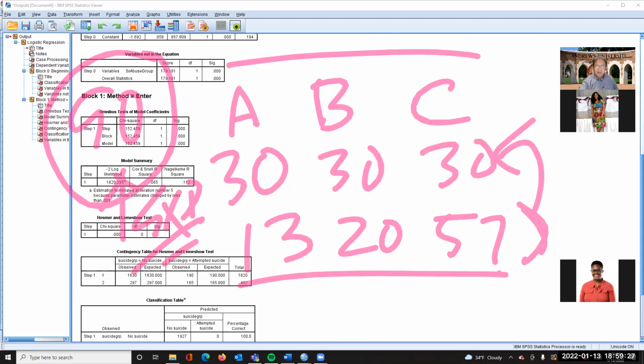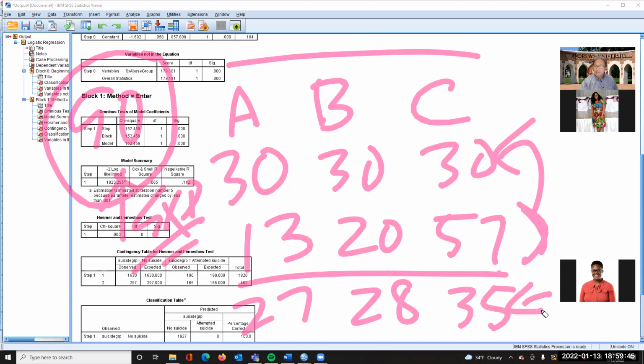Now, on the other hand, if you get, let's say, 27 here, 28 here, and 35 here, you probably would say there is a goodness of fit, meaning this observed fits the hypothesized value. So in this case, if you do a chi-square, you will get a non-statistically significant result, which means there is a goodness of fit.